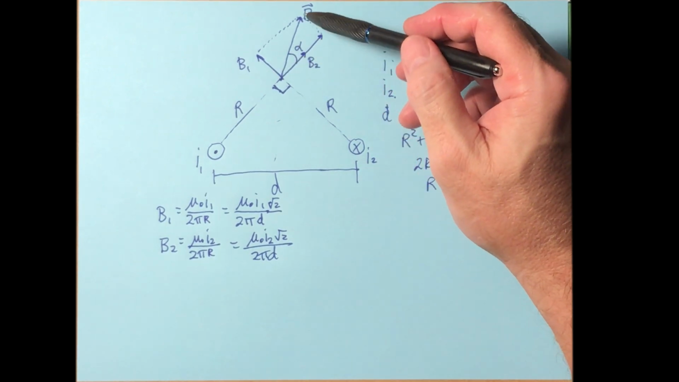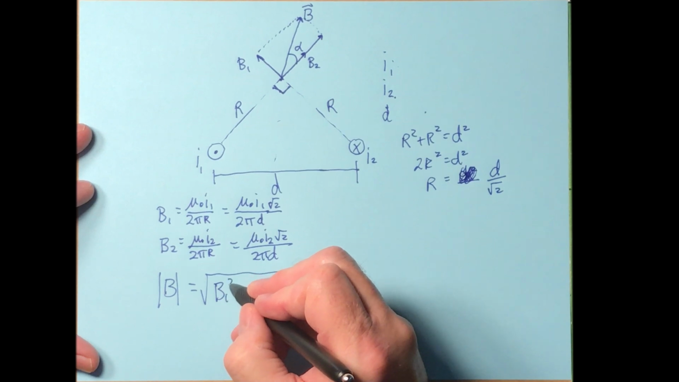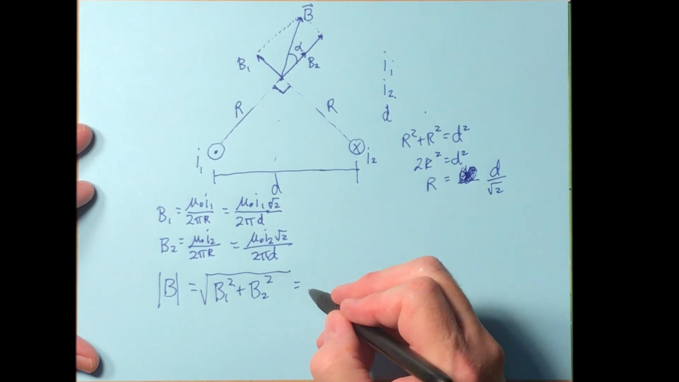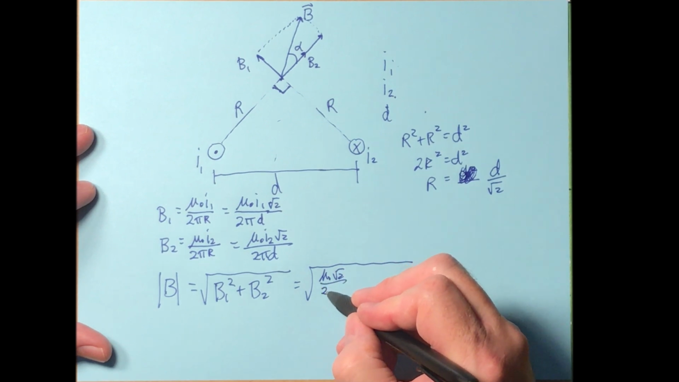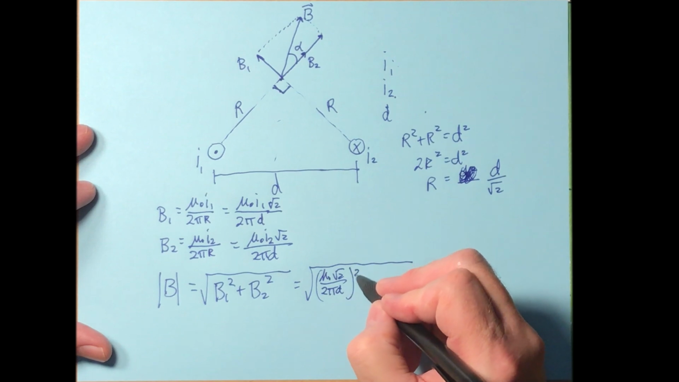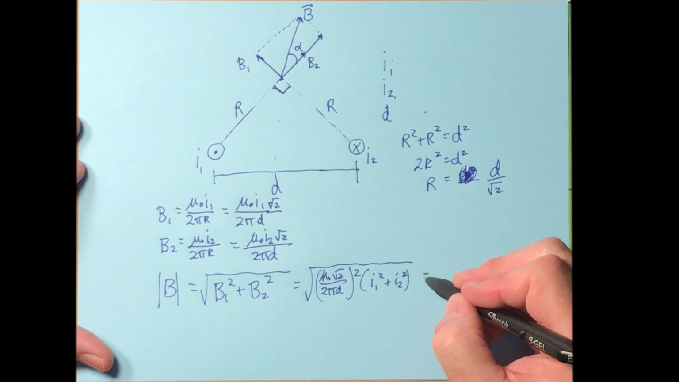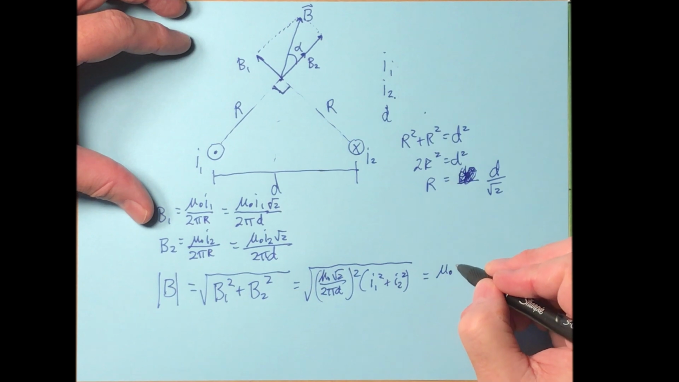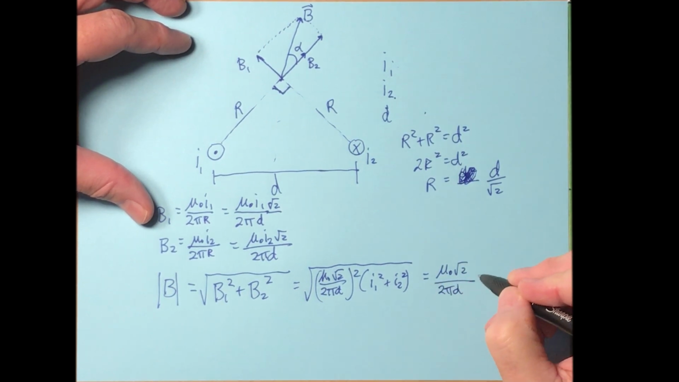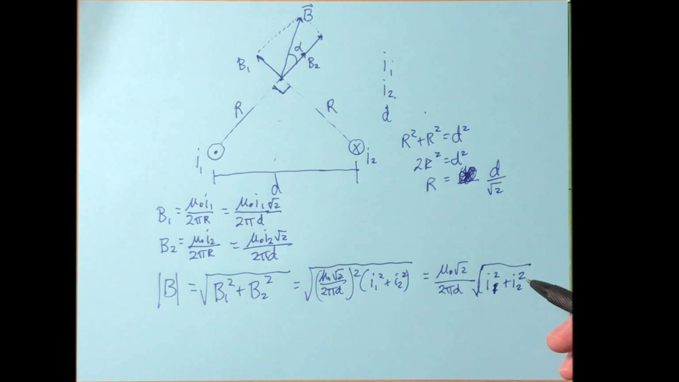Then we want the big B, and we can just use Pythagorean theorem for that. The magnitude of B is going to be the square root of B1 squared plus B2 squared, which is going to be the square root of, I'm going to have mu naught square root of 2 over 2 pi D, common in both of those, squared times I1 squared plus I2 squared. There. We can simplify that by factoring out this portion here: mu naught square root of 2 over 2 pi D times the square root of I1 squared plus I2 squared. So there we've got the magnitude of B.